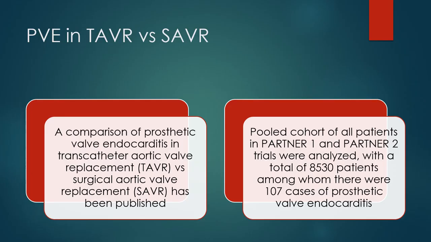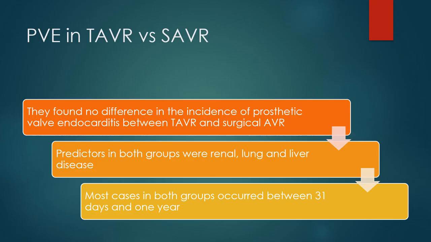A comparison of prosthetic valve endocarditis in transcatheter aortic valve replacement versus surgical aortic valve replacement has been published. A pooled cohort of all patients in the Partner 1 and Partner 2 trials was analyzed, with a total of 8,530 patients, among whom there were 107 cases of prosthetic valve endocarditis. They found no difference in the incidence of prosthetic valve endocarditis between TAVR and surgical AVR. Predictors in both groups were renal, lung and liver disease. Most cases in both groups occurred between 31 days and 1 year.